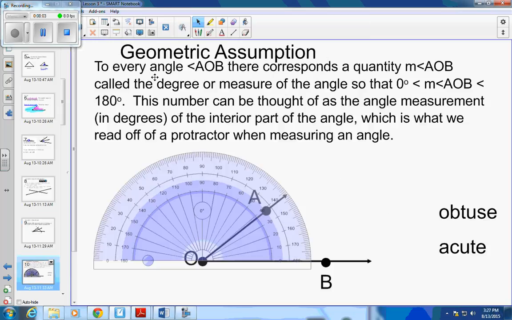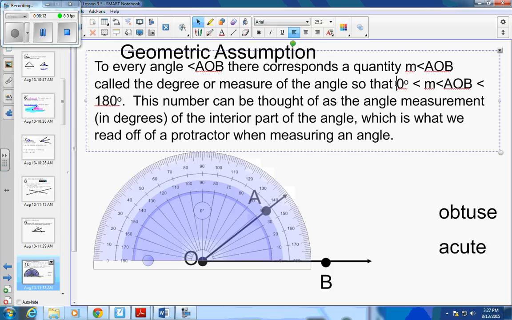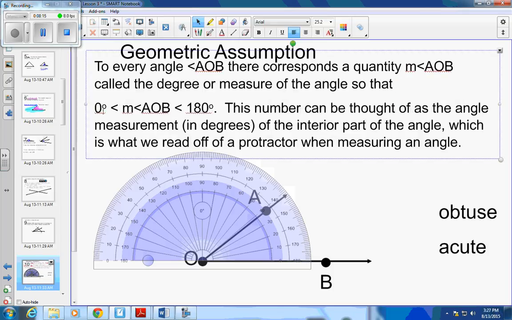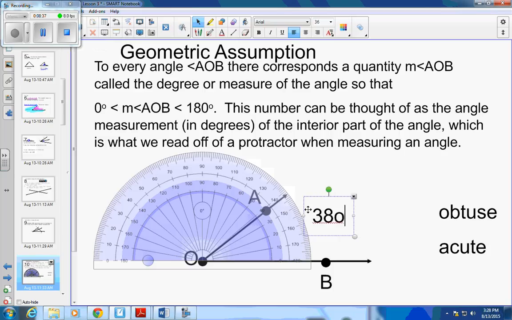Another assumption, to every angle AOB, there corresponds a quantity that's the measure of that angle, and we say that the measure of that angle has got to be between 0 and 180 degrees. So the measure of this angle here, notice that our protractor has two sets of numbers. I do not think that this is 141 degrees. I believe that this is actually 39, and you can see it's 39.5 or 38 degrees. So this would be 38 degrees.